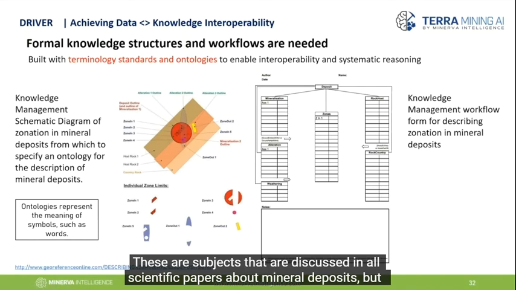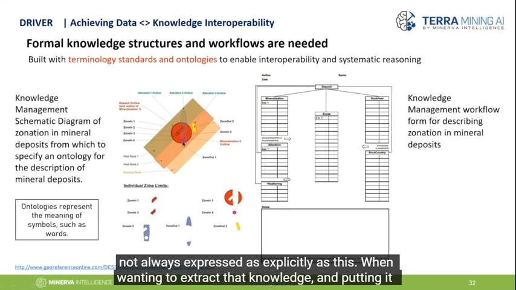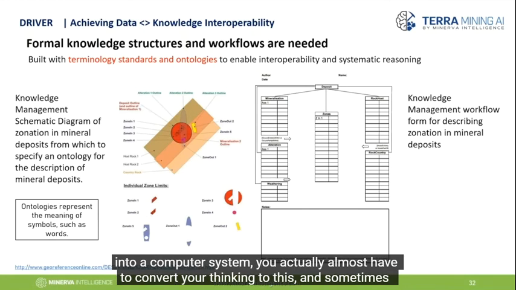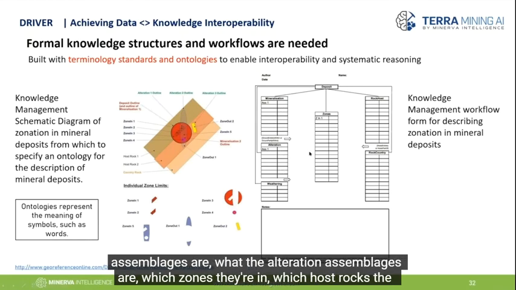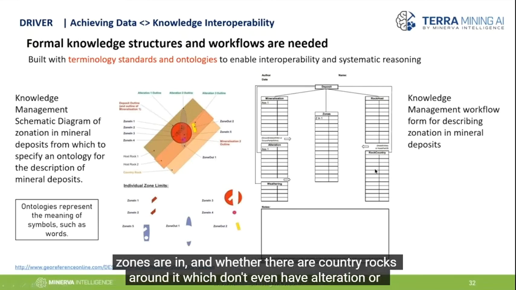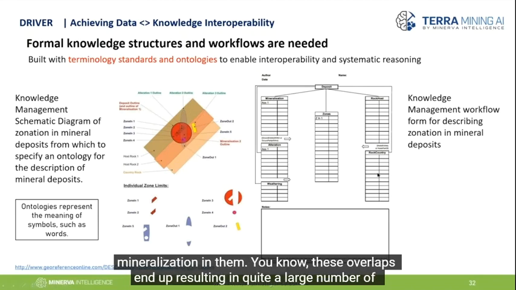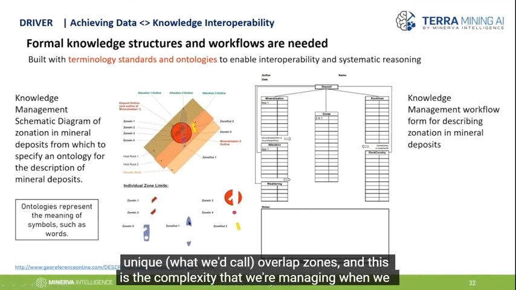These are subjects that are discussed in all scientific papers about mineral deposits, but not always expressed as explicitly as this. So when wanting to extract that knowledge and putting it into a computer system, you actually almost have to convert your thinking to this, and sometimes a form like the one on the right is helpful to do that, where you identify what the mineralization assemblages are, what the alteration assemblages are, which zones they're in, which host rocks the zones are in, and whether there are country rocks around it which don't even have alteration or mineralization in them. You know, these overlaps end up resulting in quite a large number of unique, what we'd call overlap zones.